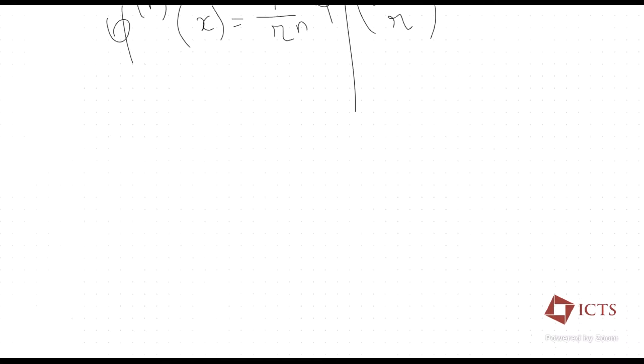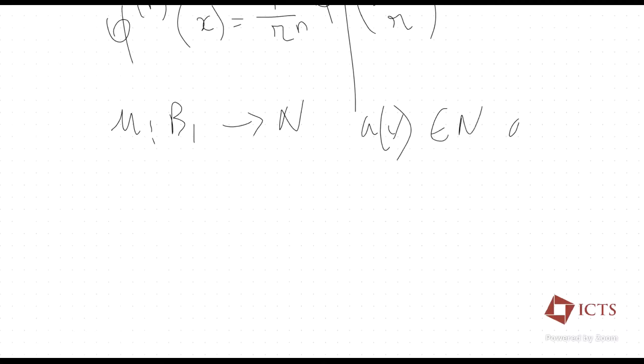That U is from B1 into N. So in particular, U of x belongs to N almost everywhere, right? And so these are constraints that you have to check for every one of your competitors. So this is your admissible class.